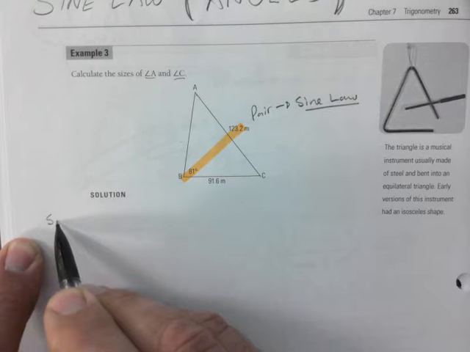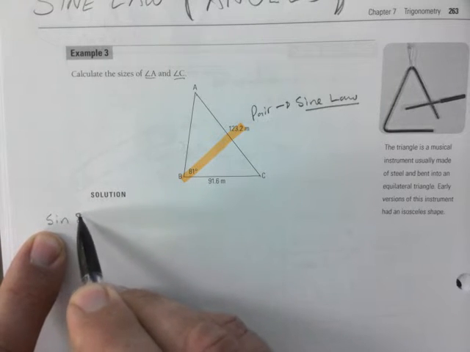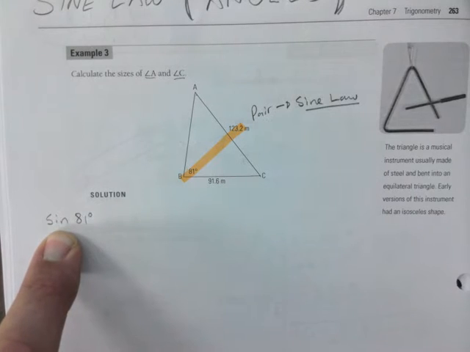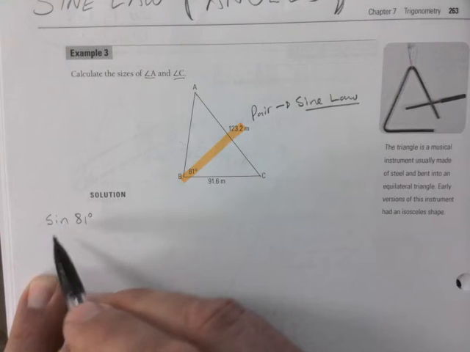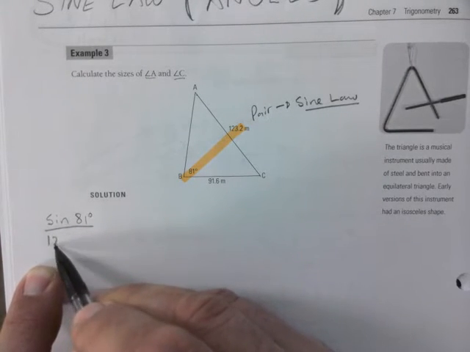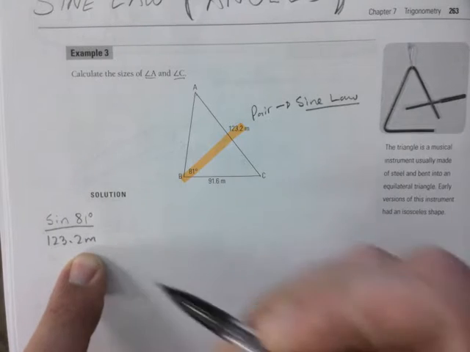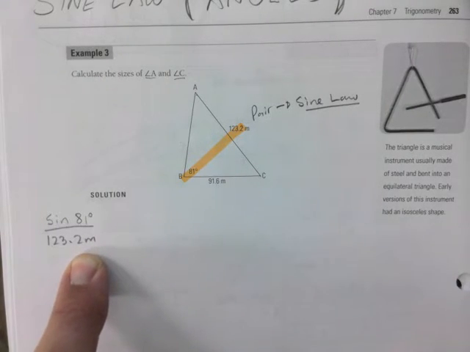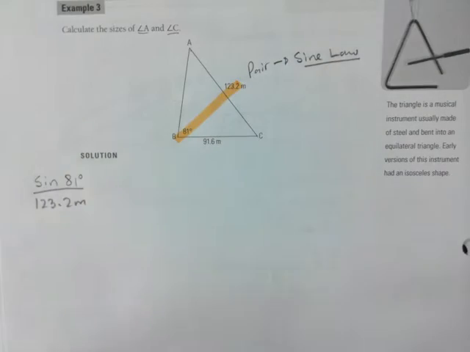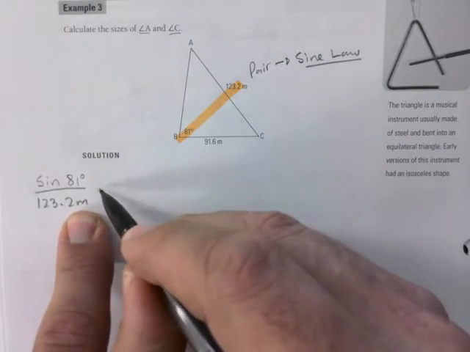And I'll tell you this, guys. An angle, when you're doing these questions, needs to be paired up with sine or cosine. You cannot have an angle just sitting up by itself. Over the side length, 123.2 meters. You don't need to put the units down the road, but for now, for our notes, I am putting the units down.